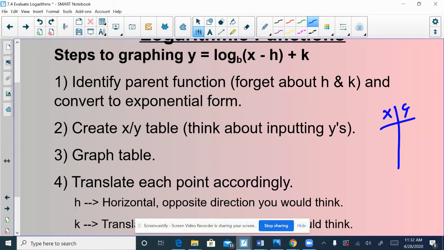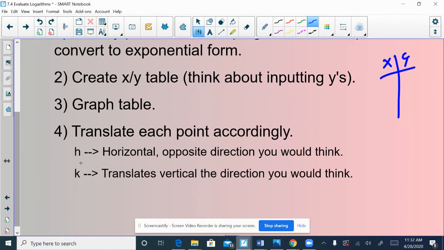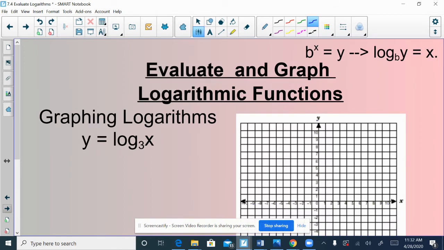At this point, you're going to graph. Step 3 says graph this table, get those points. And then step 4, our final step, is you're going to now take the effects of h and k. Remember, step 1 said forget about h and k. You're going to now reintroduce h and k, keeping in mind that h is your horizontal shift, and that happens the opposite way that you think it would, and k is your vertical shift, and that happens the way that you think it would. So let's take a look at an example.